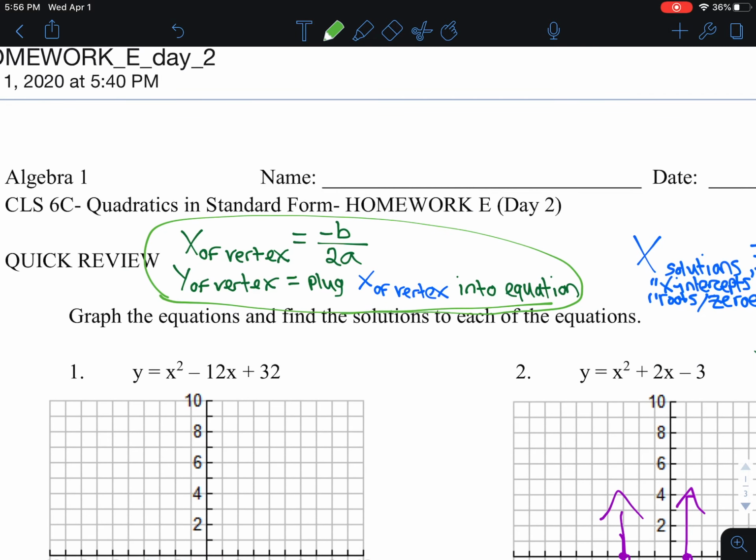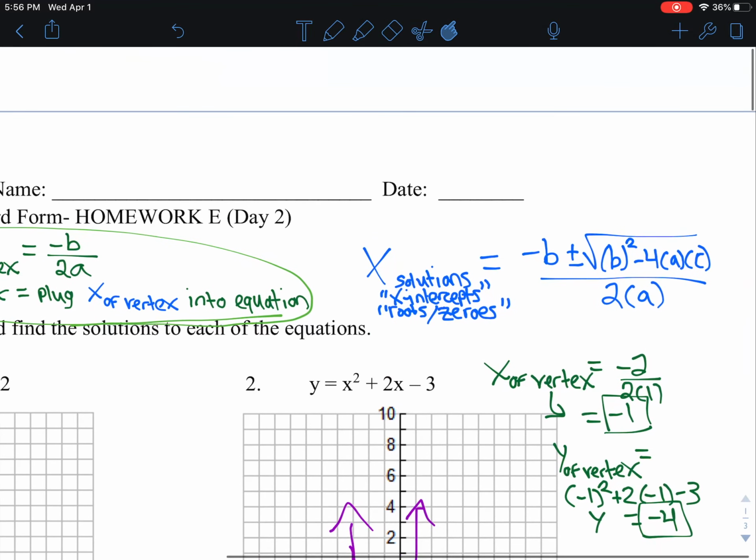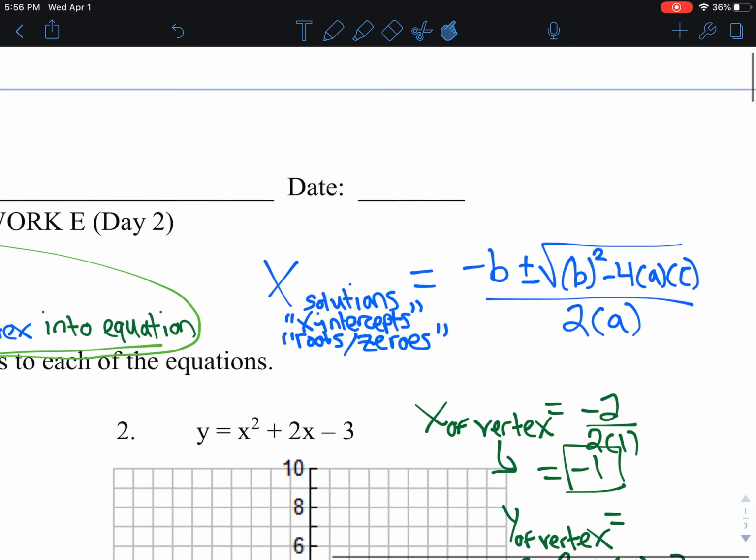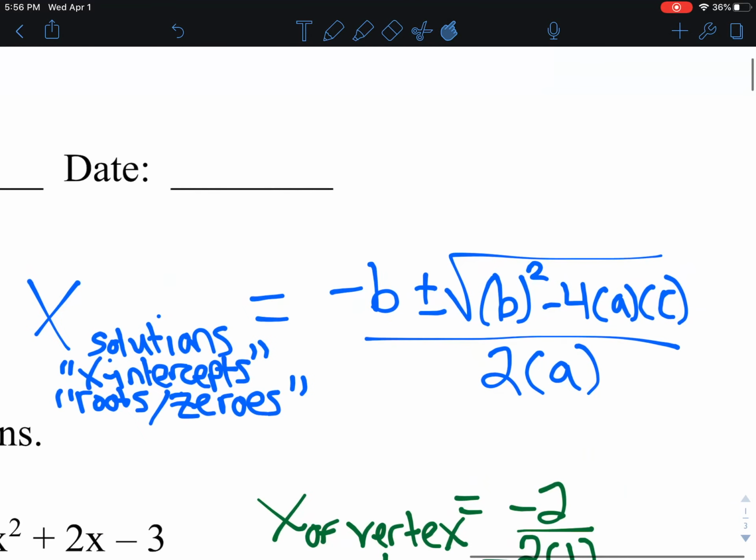Now, if you're solving or finding solutions, or if you're finding x-intercepts or roots or zeros, understand this is when we are going to use the quadratic formula. So you just got to make sure you read the instructions. If you're not reading instructions when you complete problems, you might be doing the problem wrong.